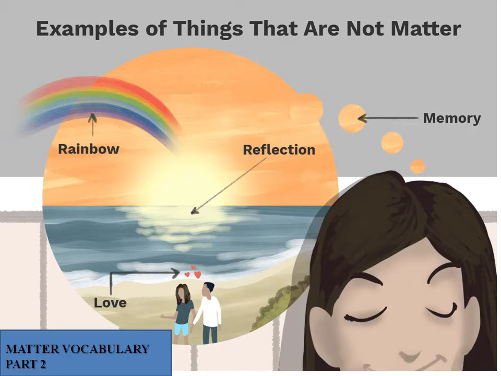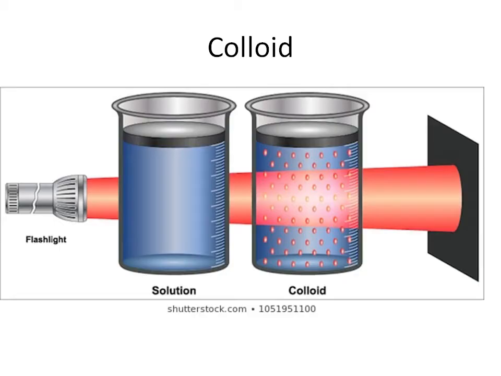Okay, welcome to our second part of the matter vocabulary. We're going to be looking at a few other things that are matter, and this is anything that has mass and volume. They're made up of atoms.